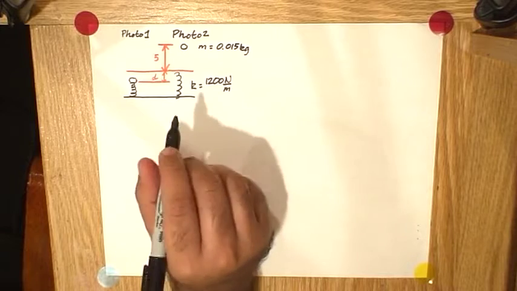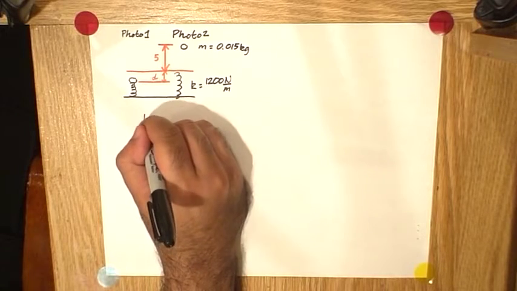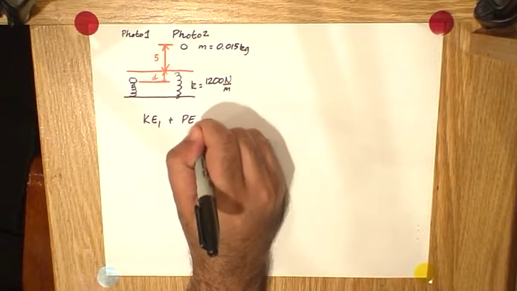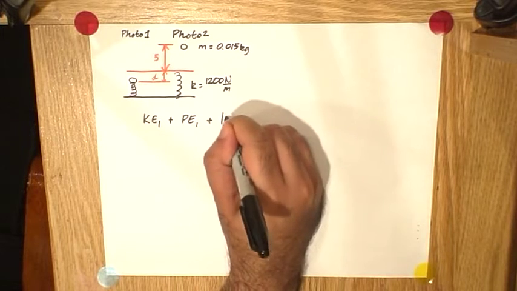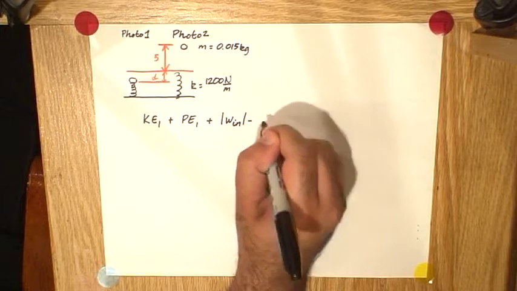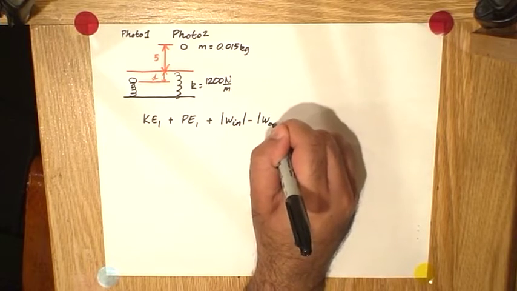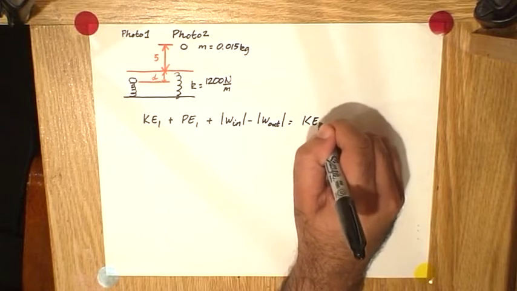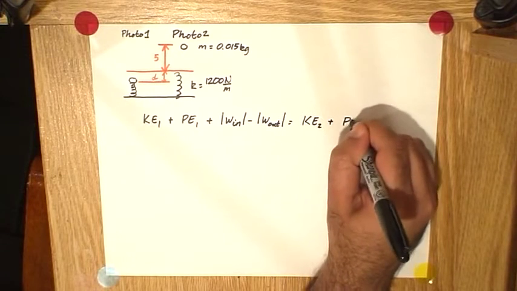Anyway, conservation of energy tells us that the kinetic energy in photo 1 plus the potential energy in photo 1 plus any work that came in minus any work that went out is equal to the kinetic energy in photo 2 plus the potential energy in photo 2.